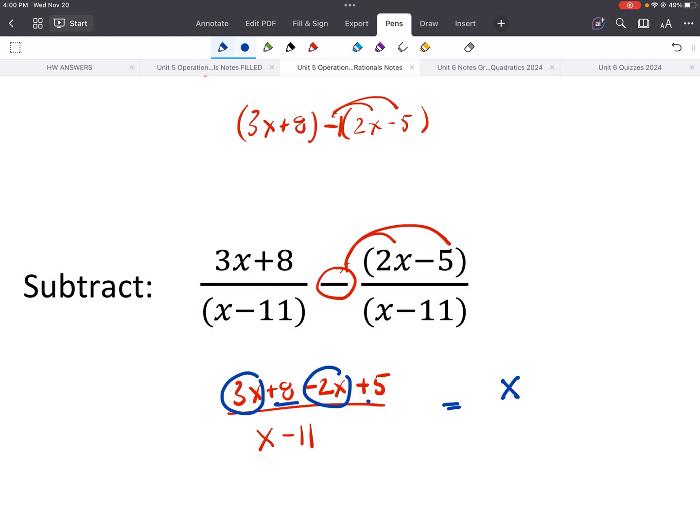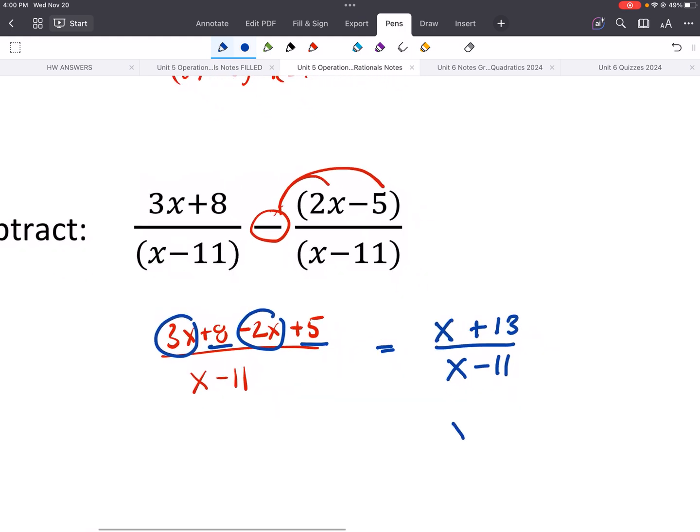And then we can combine the constants. So 8 plus 5 is 13. And then our denominator is x minus 11. Okay, so that would be our answer, and our excluded values, x cannot be 11.